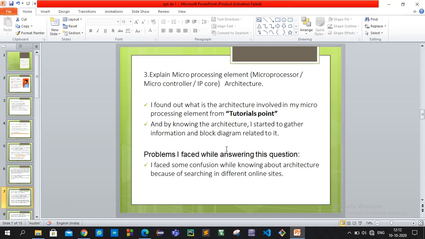The problem I faced while answering this question was a small confusion while gathering information about the architecture, because before referring to Tutorialspoint, I referred to many online websites. So there were different opinions and different information about an architecture. So there was a little bit of confusion while gathering the information about my Harvard architecture.